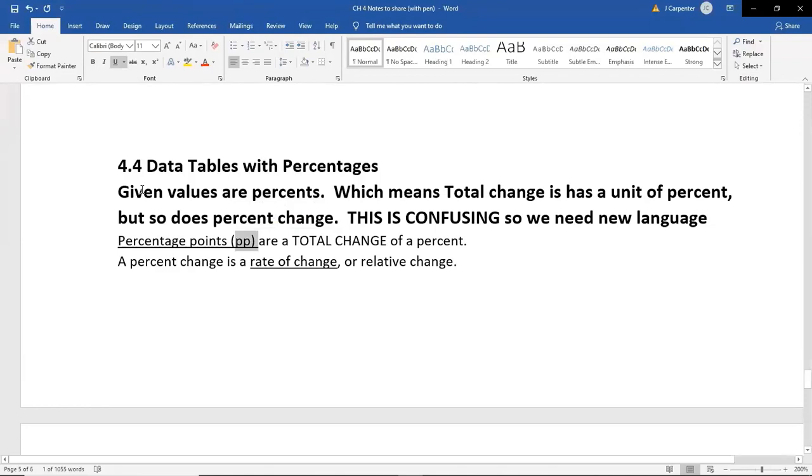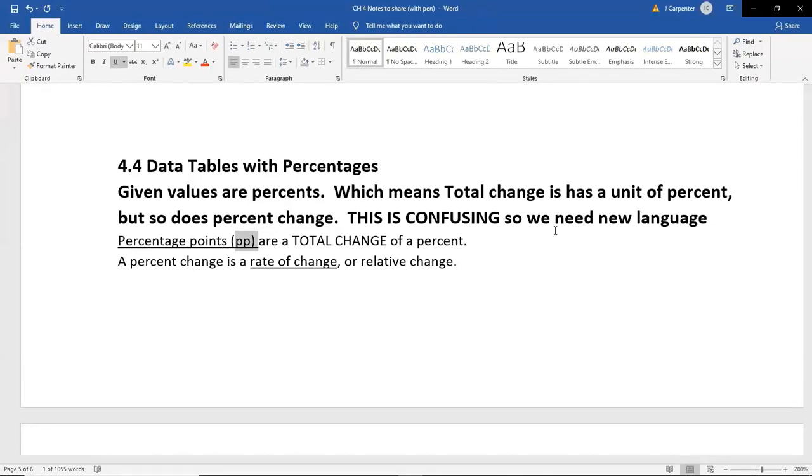They are used for total change. Percentage points are used for total change. You don't want to have total change being listed as a percent and percent change being listed as a percent. Total change in the past has always been just the number of apples or the number of dollars or the number of people.